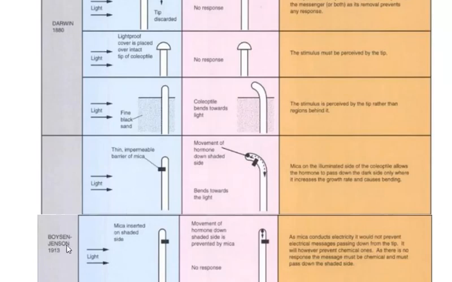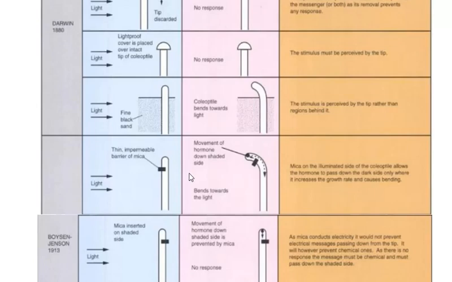Now Boysen-Jensen used a thin impermeable barrier of mica in his first experiment. In his first experiment, he placed the mica on the side of illumination, or the illuminated side of the plant. And as I told you, auxins tend to distribute away from the side of illumination. So mica is impermeable, it does not allow any water soluble molecule to pass through it.